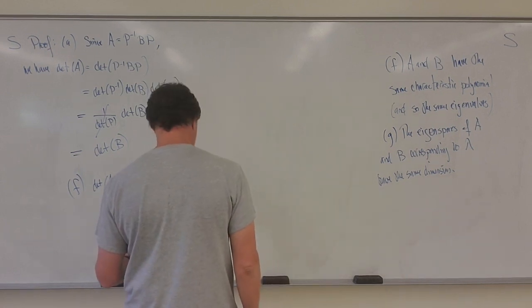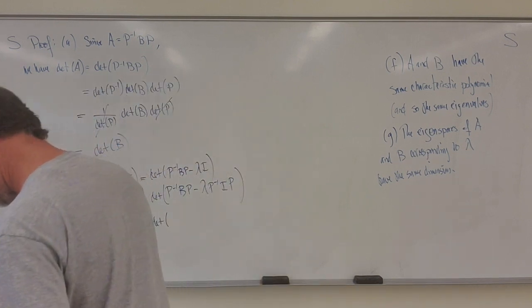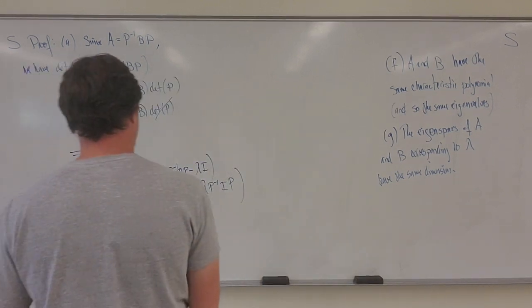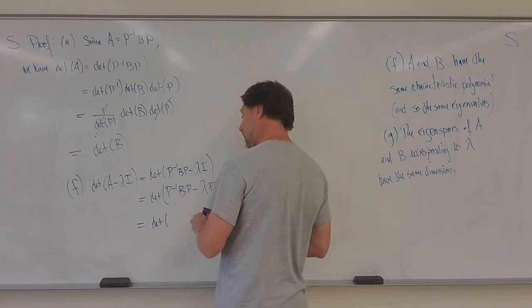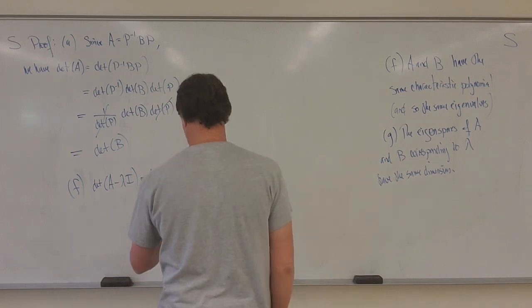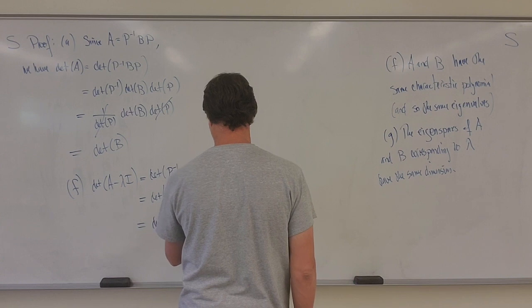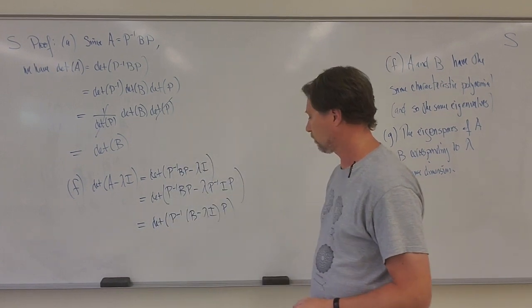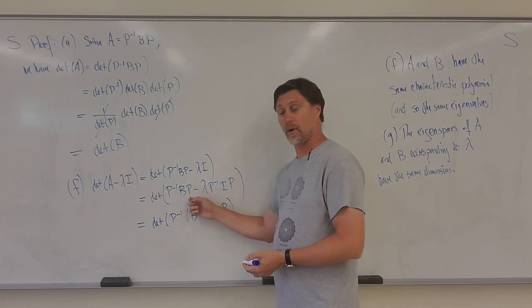And then I can write this as determinant of, let's make sure I make the right next step. Yep, I'm going to factor P inverse out of both sides on the left and P out of both sides on the right. So this will be P inverse times B minus lambda I times P. Right? If you just do the distributive property and multiply back, you'll end up with this step right here.